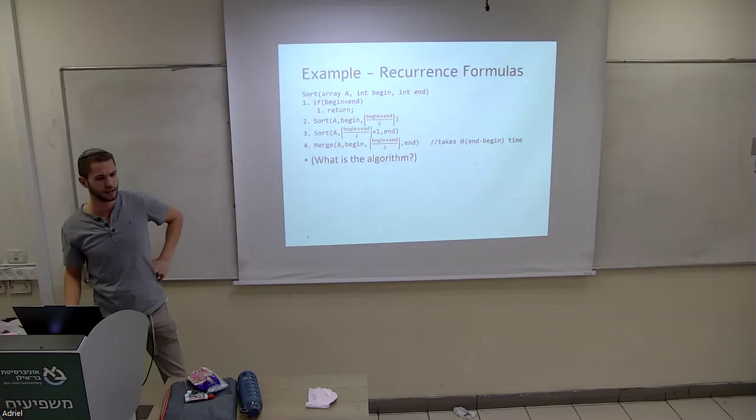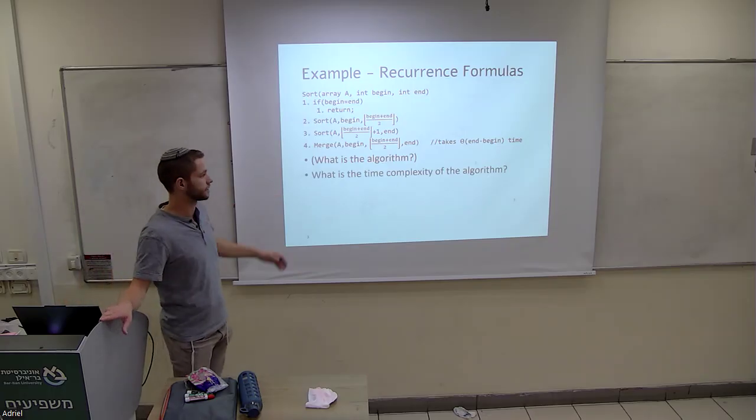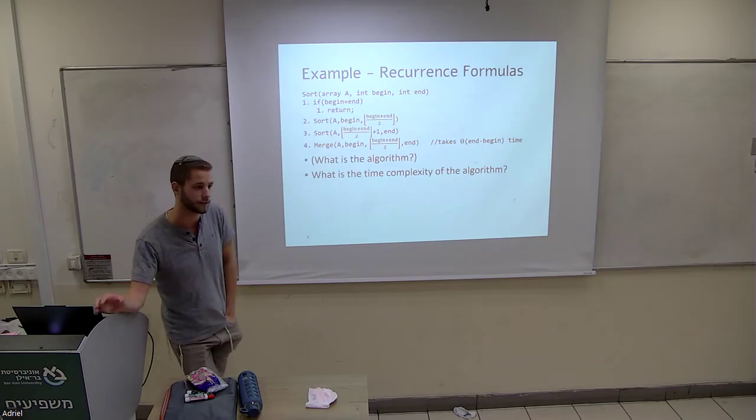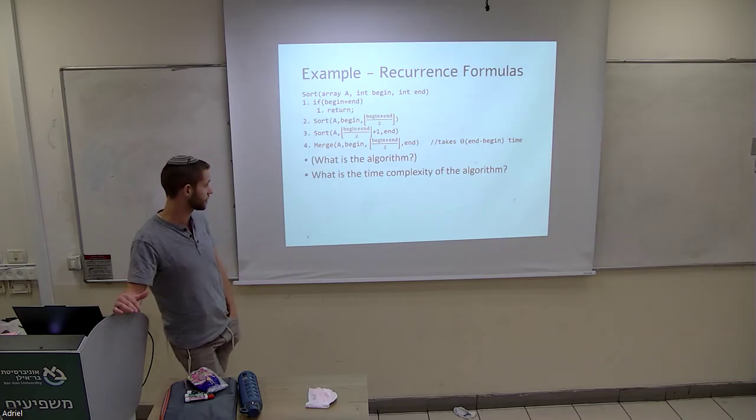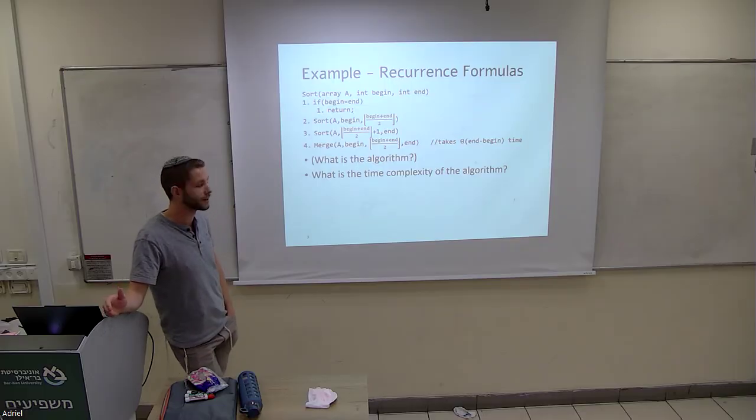Did you talk about how merge sort works in the lecture? Not the last one. Okay. What's more important than the algorithm itself is the time complexity of an algorithm. We'll talk about the algorithm when we talk about sorting. But what is the time complexity? Is it O of n? Is it O of n squared? What is it?